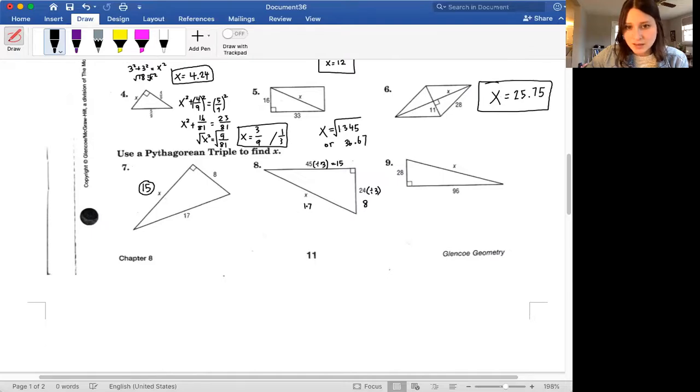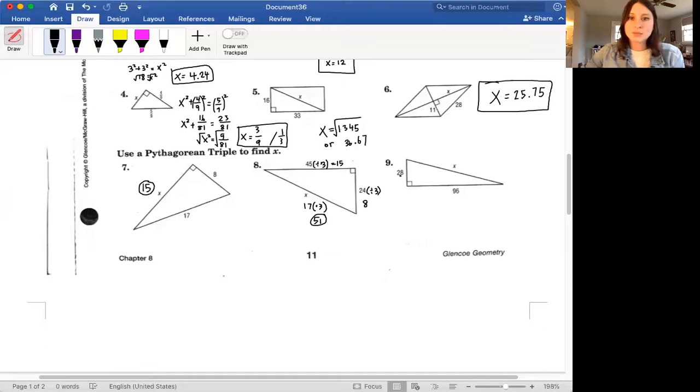But this x isn't 17, right? If I had to divide everything by 3 to get the triple, then I have to reverse it and multiply it by 3 to get the answer. So 17 times 3 is 51. So that is the answer.